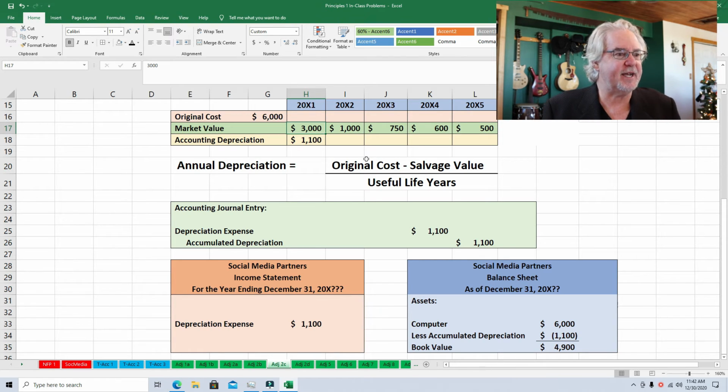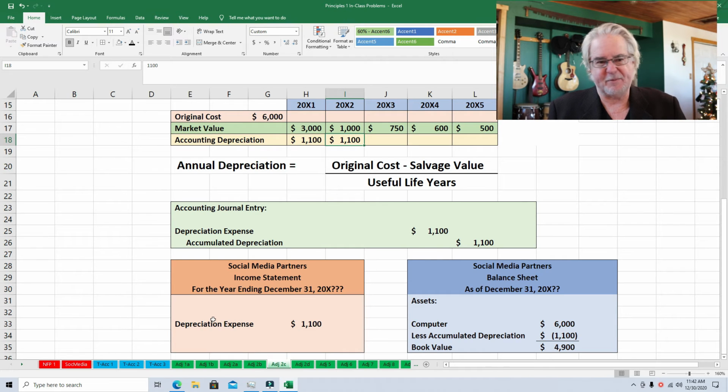All right, well, let's do the second year. In the second year, the depreciation will be the same, 1,100. By the way, this is called straight line depreciation, what we're doing here. How do we get that 1,100? Original cost minus salvage value divided by 5 years. The journal entry will be identical right there. The journal entry always stays the same, and it is done each and every accounting period, or in this case, at the end of the year.